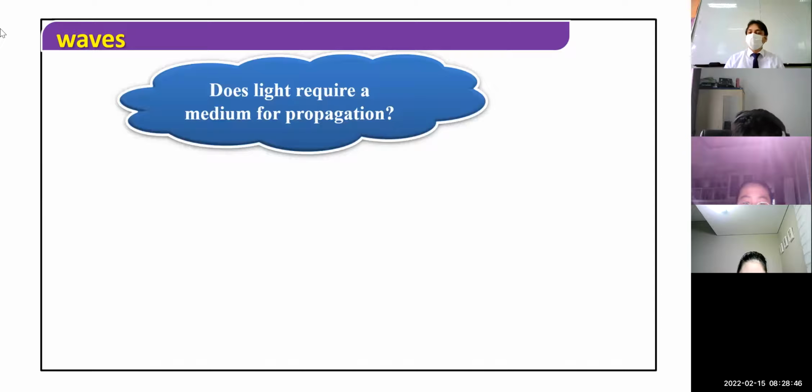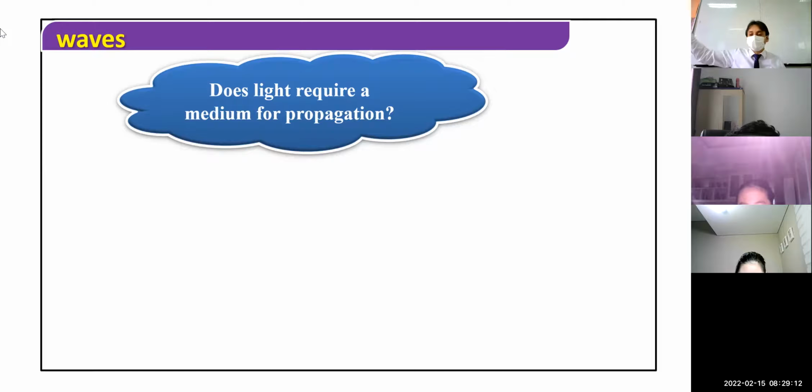Similarly, does light require a medium for propagation? Very simple question. No. Light doesn't require any medium. Light can pass through vacuum. Light can pass through a medium as well. Light can pass through air. In this room I can see visible light, and this light is coming from the sun, from a very far distance.